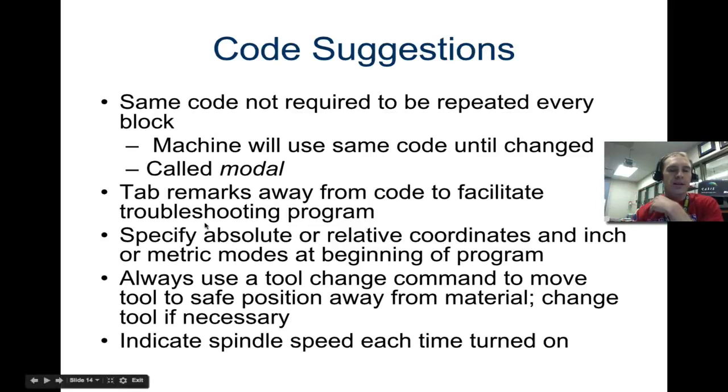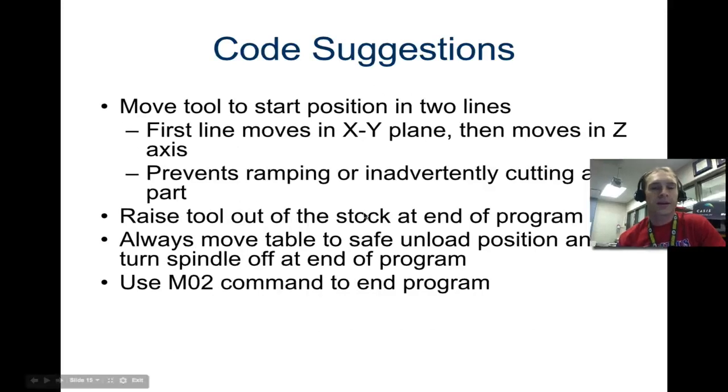You always need to specify absolute or relative coordinates and inch or metric units, so always give a G90 or a G91 at the beginning. And we're not really going to do tool change, so we don't need to really be concerned with this. Spindle speed should always be indicated, so after an M03 you need to have an S.